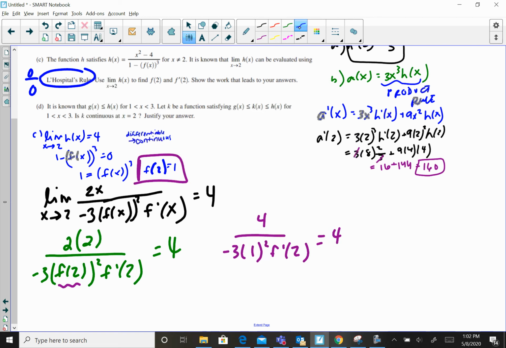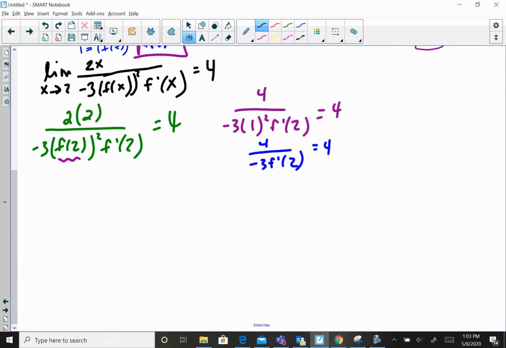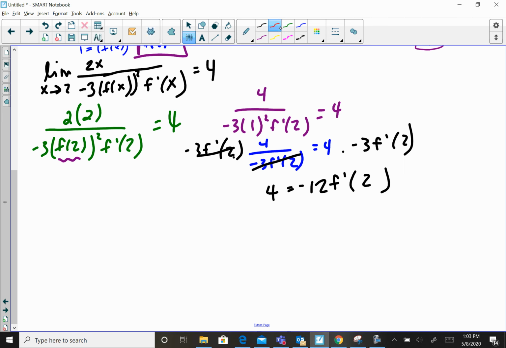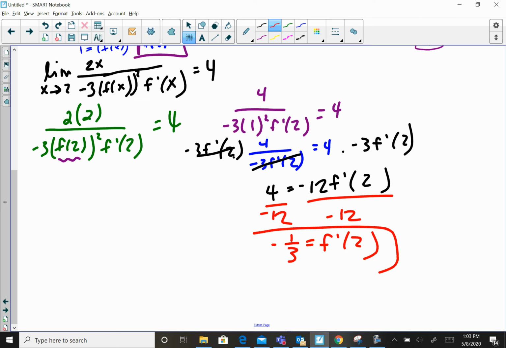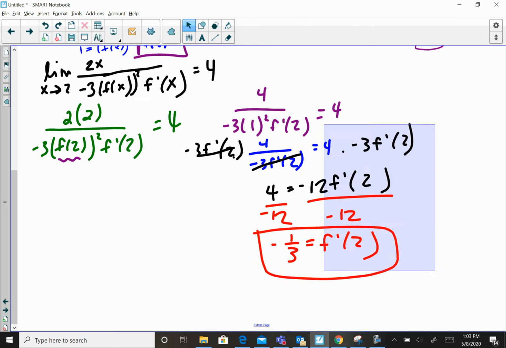Okay, so now I got to solve. 4 over negative 3 f prime of 2 equals 4. I just got to get that variable by itself. It's in the denominator, so I'm going to multiply by negative 3f prime of 2, and they'll cancel each other out. So I have 4 equals negative 12 f prime of 2, and divide by the negative 12. So f prime of 2 is negative 1/3. So it really wasn't that bad. You just kind of had to know where to start.